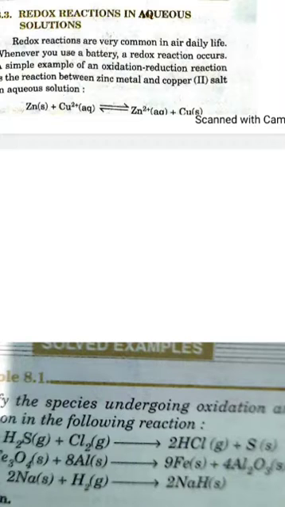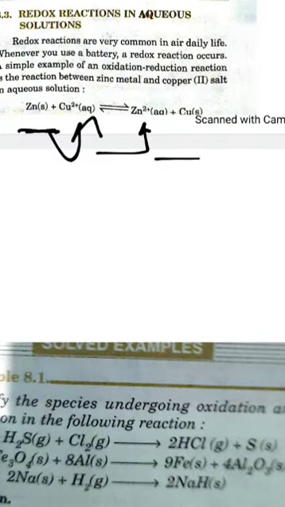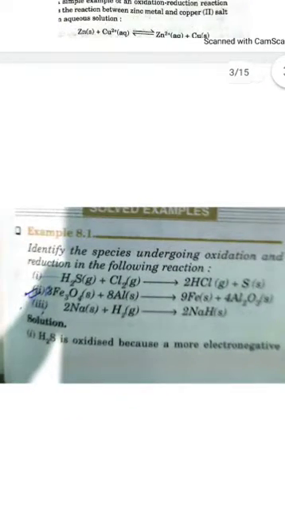In that reaction, the basic reaction is this: zinc metal reacts with copper 2 salt in aqueous solution to form zinc ion and copper. And in this reaction, energy is released. That is your electrical energy. And that energy is used to provide the relevant electricity to run that equipment. So it is a very important concept. It will be used in class 12th also.